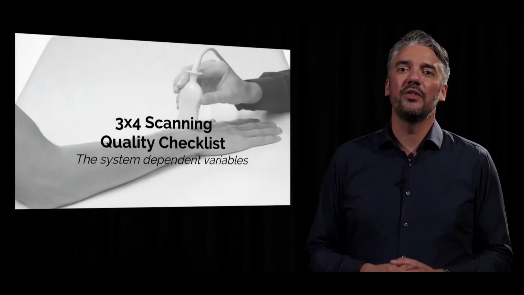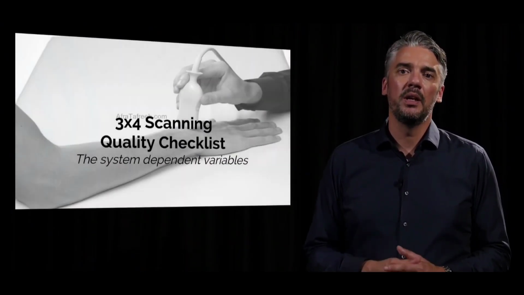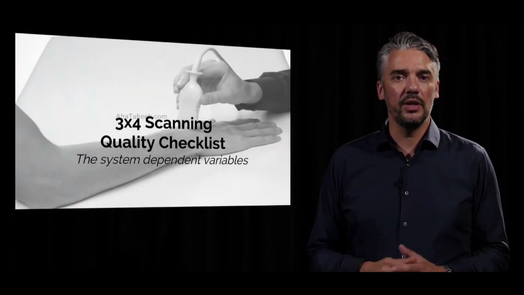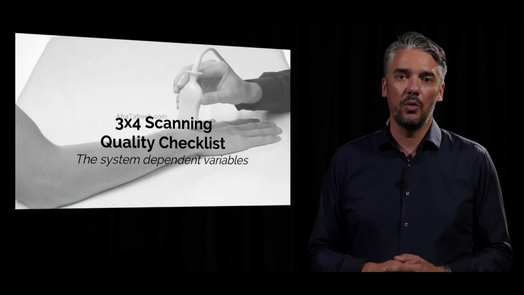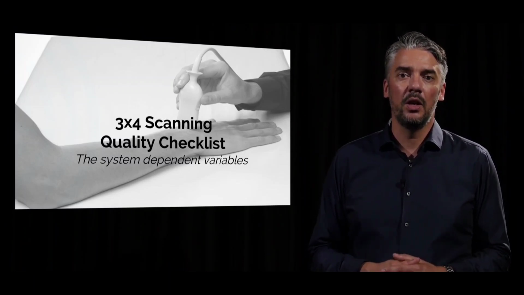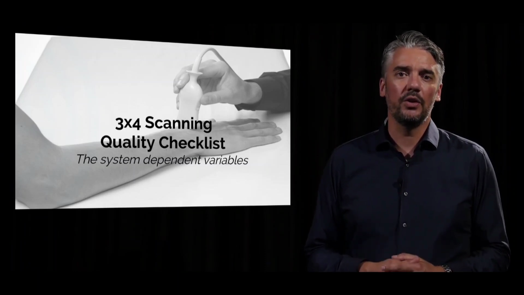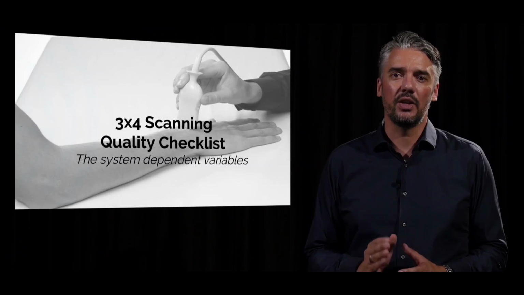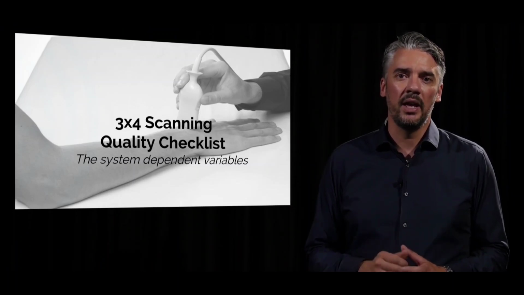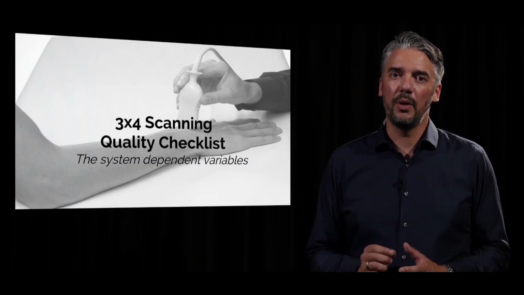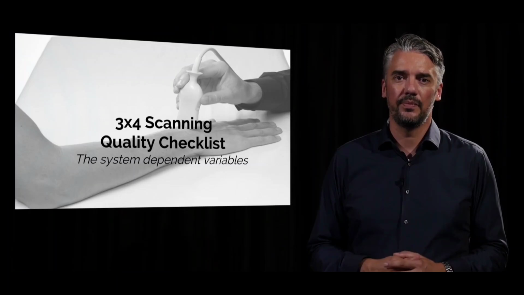The goal of this presentation is to explain the system-dependent variables of the 3x4 scanning quality checklist that should be used in daily musculoskeletal ultrasound clinical practice. Using this checklist will ensure that you scan your patients in a critical and qualitative way and that you lower the risk of false positives and false negatives.